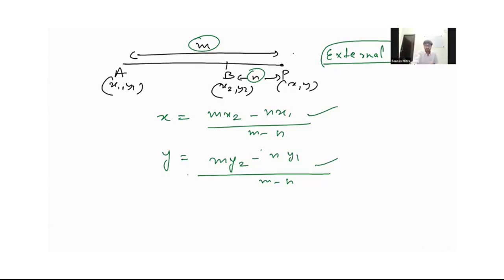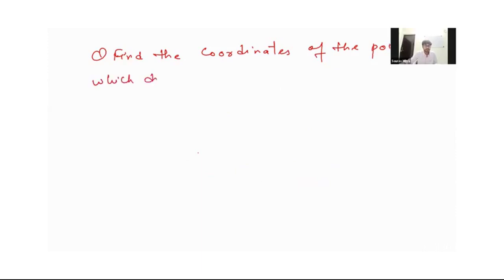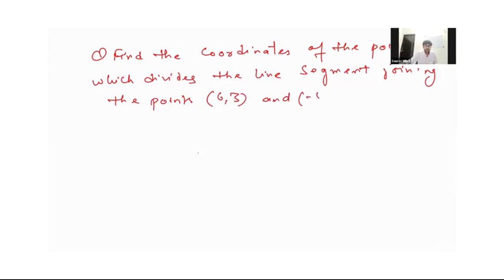Okay. Now let us check one example. Find the coordinates of the point which divides the line segment joining the points (6, 3) and (minus 4, 5) in the ratio 3:2 internally.